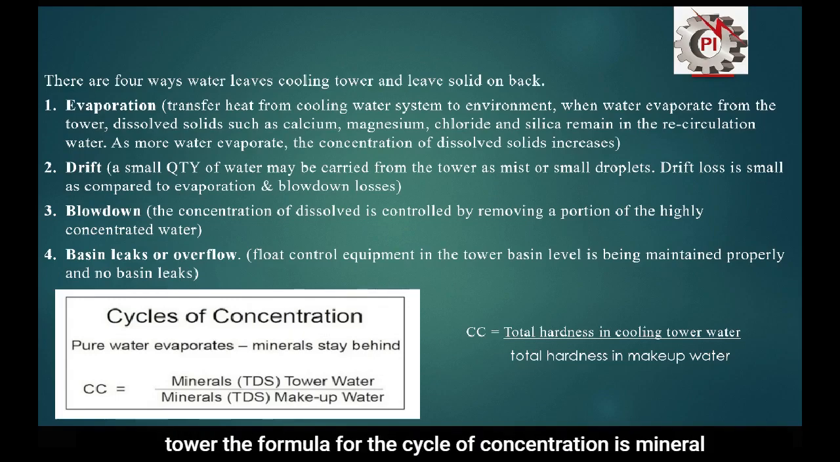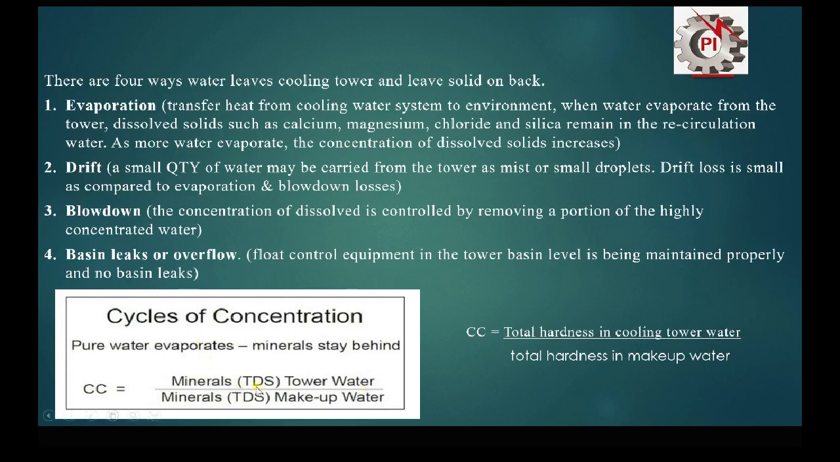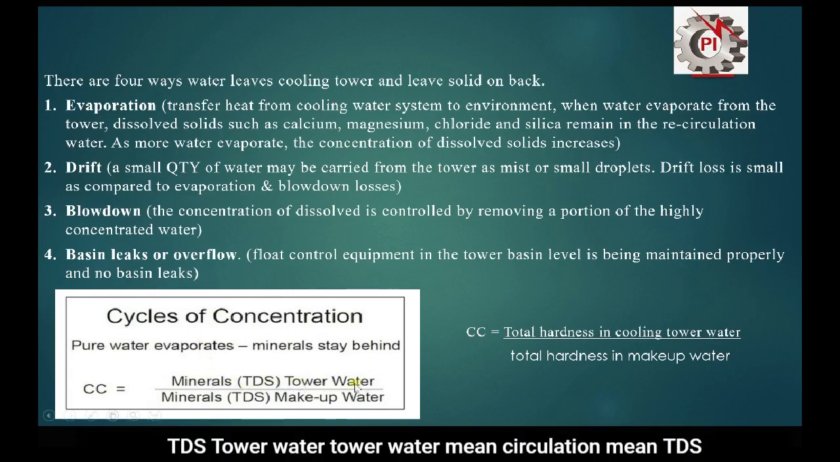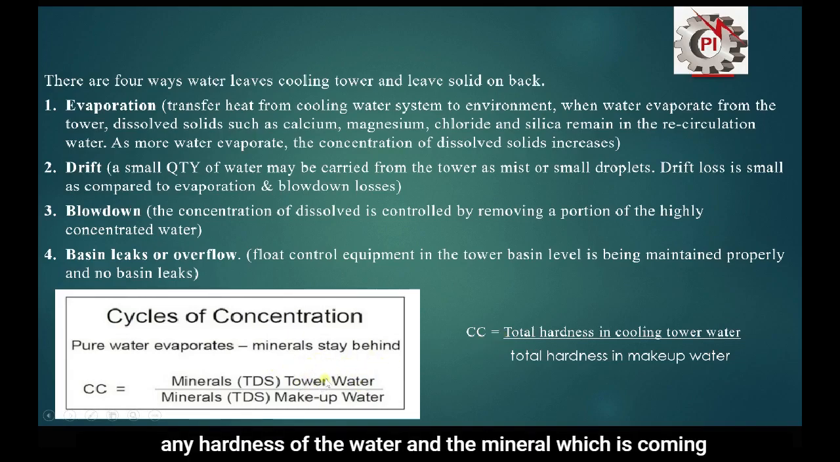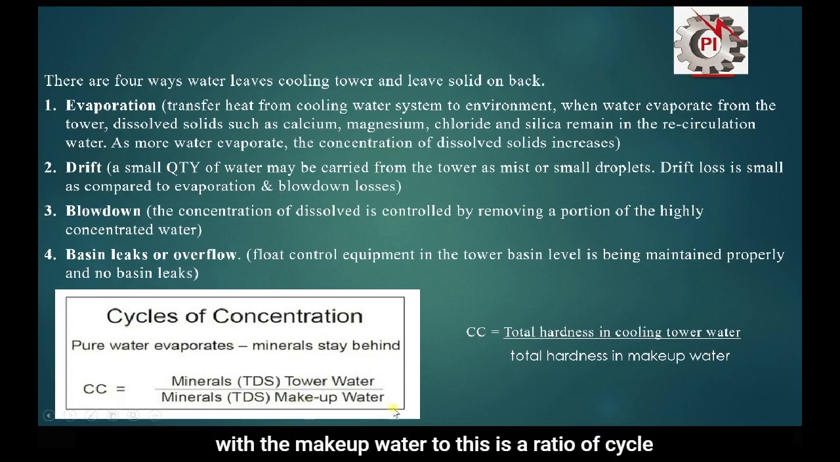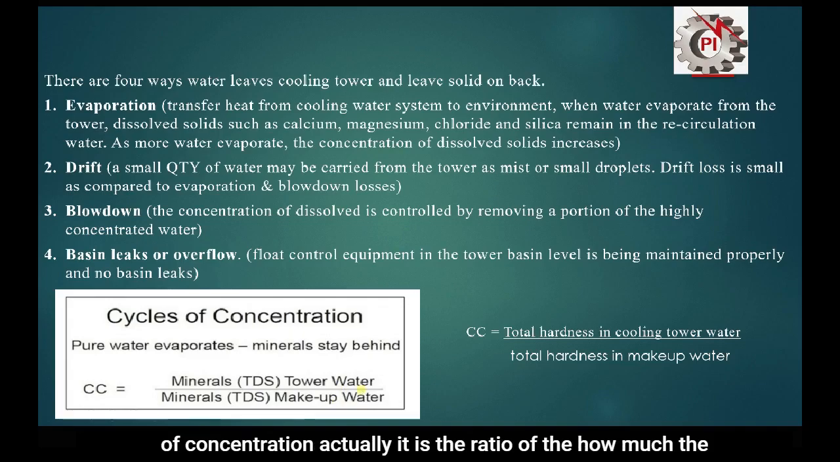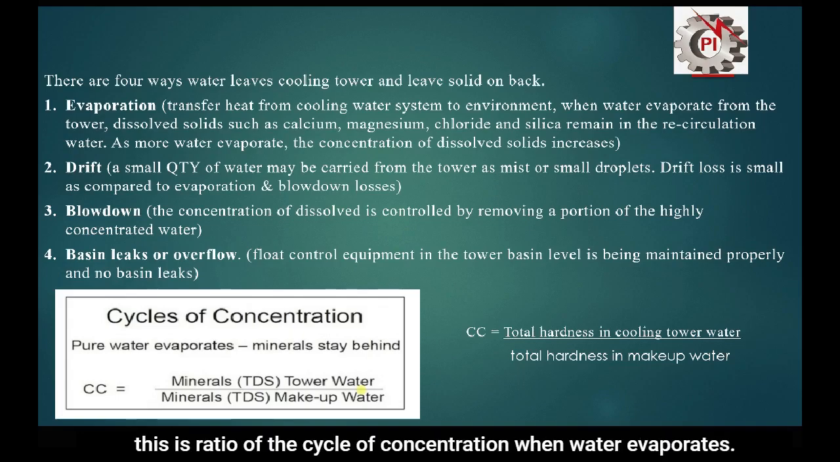The formula for the cycle of concentration is mineral TDS in the tower water, meaning circulation water, that is the hardness of the water, over the mineral in the makeup water. So this is the ratio of the cycle of concentration. Actually it is the ratio of how much hardness is in the cooling tower water and how much hardness is in the makeup water. This is the ratio of the cycle of concentration.